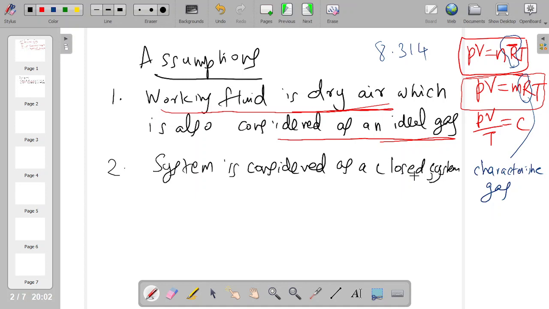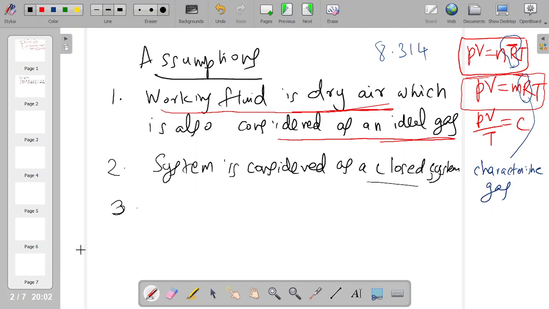But in this particular derivation we are considering our system as a closed system. That means there will be no mass transfer between the system and surroundings. Only energy can transfer in terms of heat and work. So that is another important assumption.